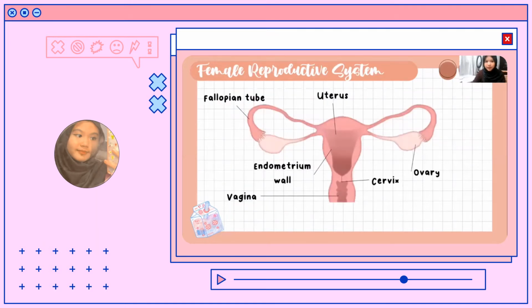Now let us refresh our memory about the female reproductive system. As we can see in the picture here, the endometrium wall is the lining of the uterus. So it's over here and here and here.